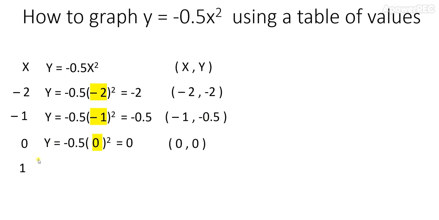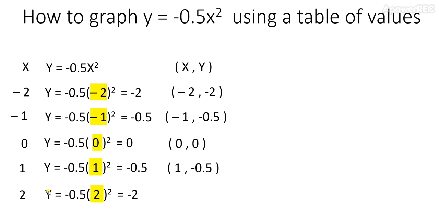Next, if x equals 1, we have y equals -1/2 times the quantity of 1 squared, which is -1/2. And thus the pairing is 1, -1/2. And lastly, if x is 2, we have y equals -1/2 times the quantity of 2 squared, which is -2. And the xy pairing is 2, -2. And that is step 1.